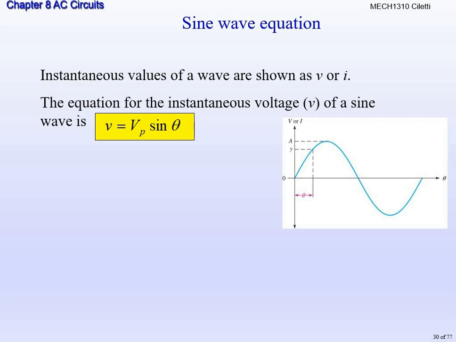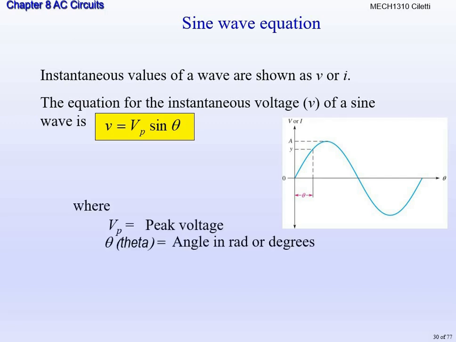So, all right, voltage is Vp sine theta. This is how we calculate the voltage at any particular point along the sine wave. I can give you different theta values, different angles, and we can calculate the exact instantaneous voltage at like 45 degrees or 60 degrees or 180 degrees. You should be able to calculate it anywhere based on whatever that peak value is.